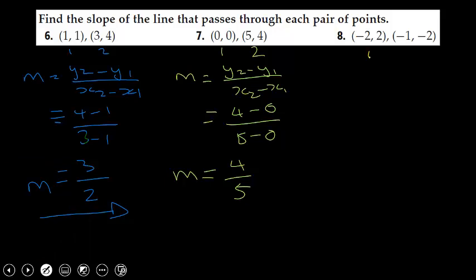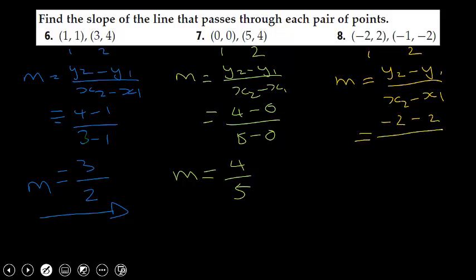Question 8, that's point 1 and that's point 2. So m is equal to y2 minus y1 over x2 minus x1. That is equal to minus 2 minus 2 over minus 1 minus minus 2. That means that I've got minus 4 over minus 1 plus 2. Remember that makes a plus. Minus 1 plus 2 is equal to positive 1. And my answer is going to be m equals minus 4.